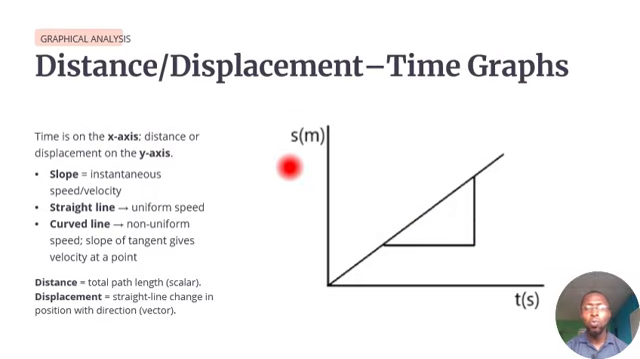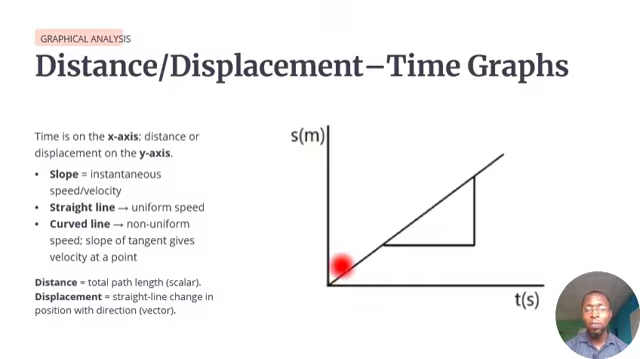Then we talk about the displacement time graph or distance time graph. Whenever you see distance and time, you know you're talking about speed. If you see displacement and time, you know you're talking about velocity. Now, this graph will either show us the graph of velocity or the graph of speed. So if it is a distance time graph, you know that you're talking about speed.